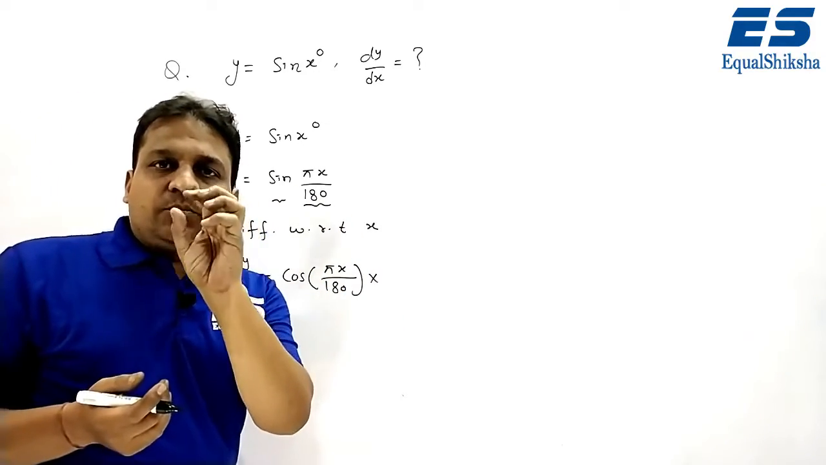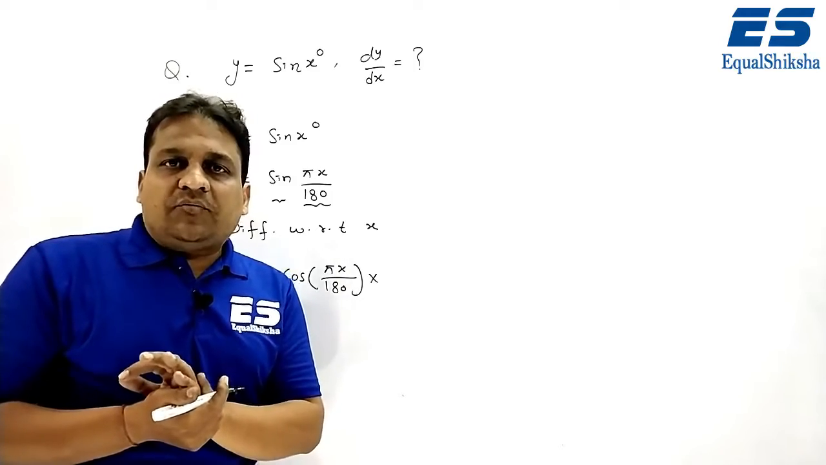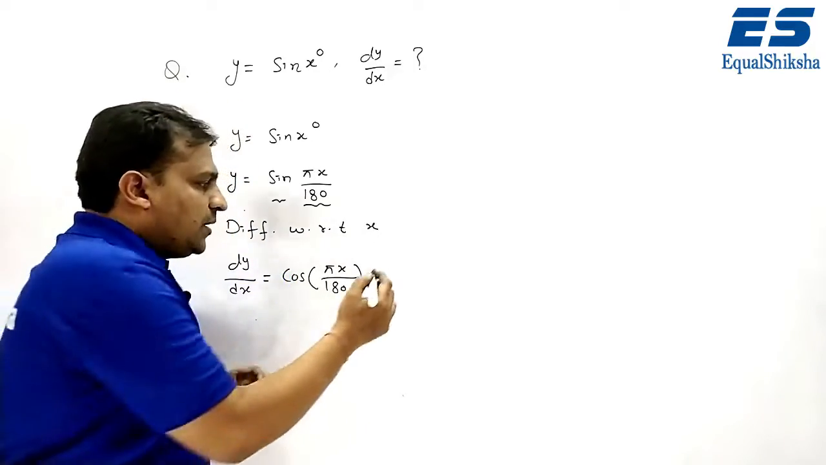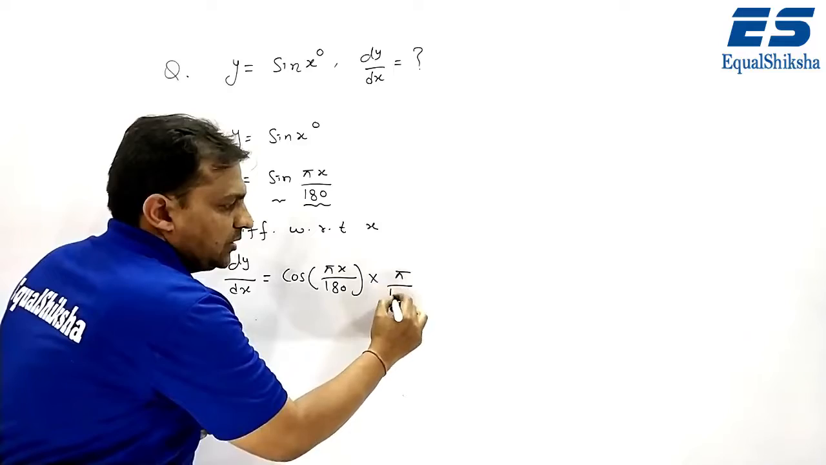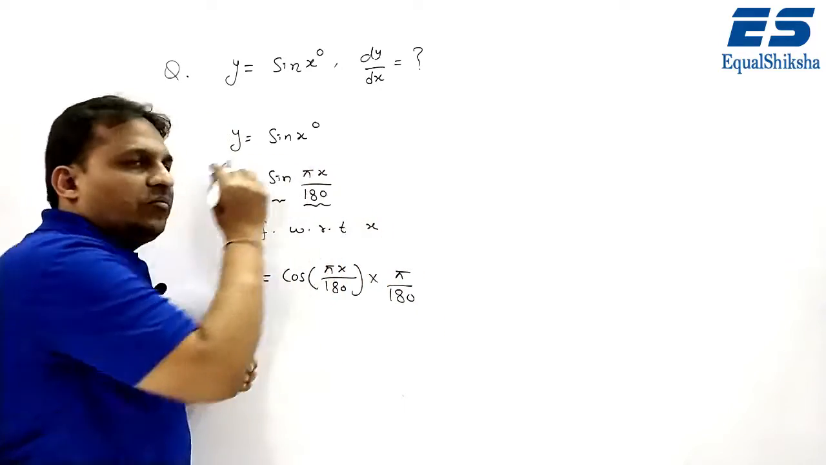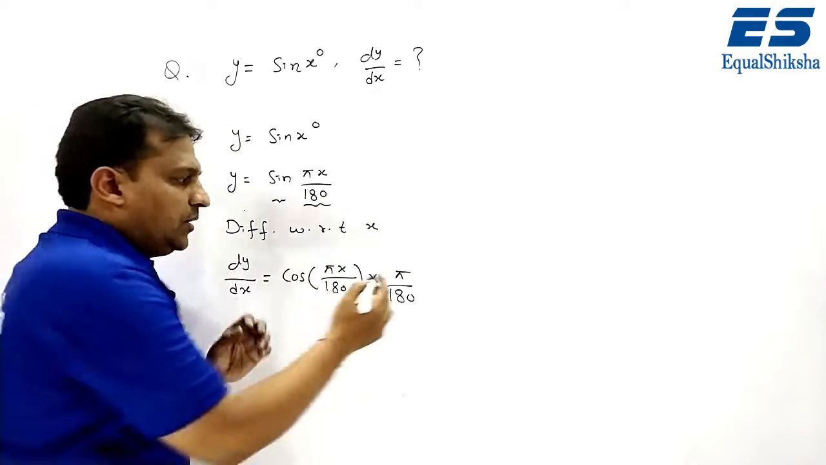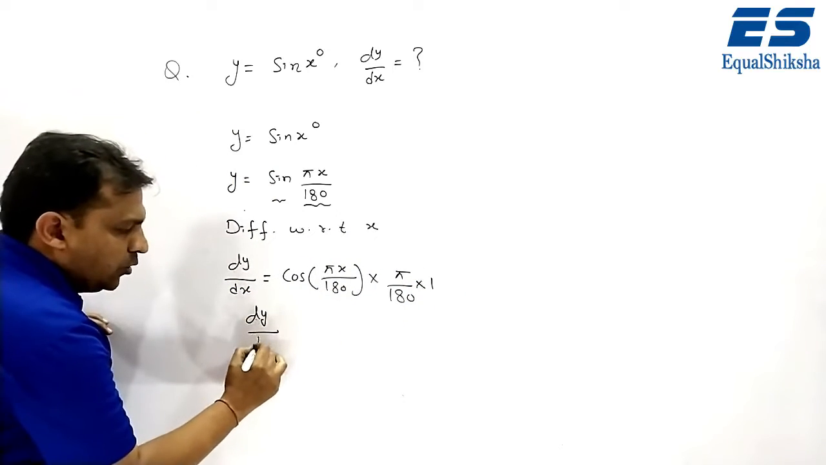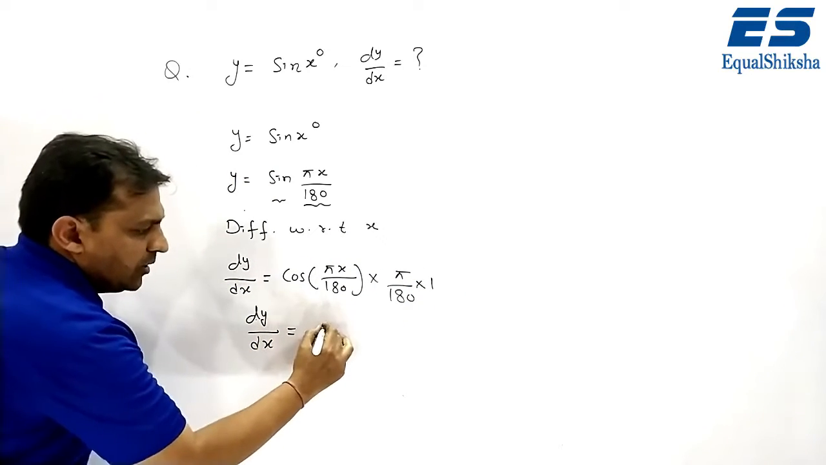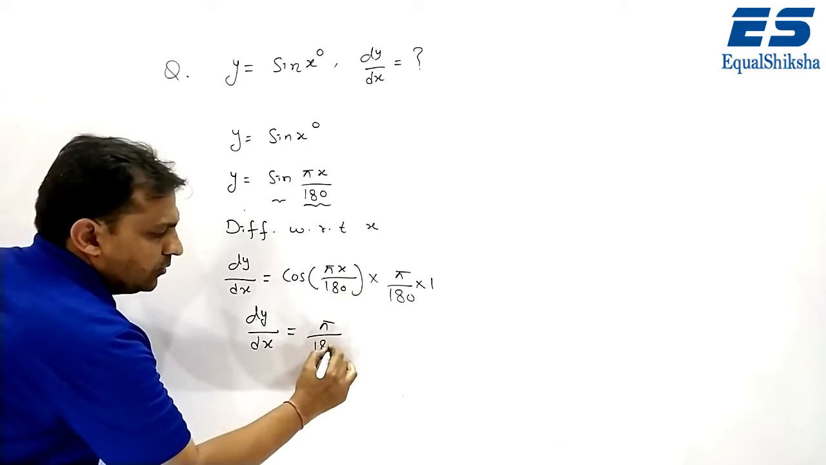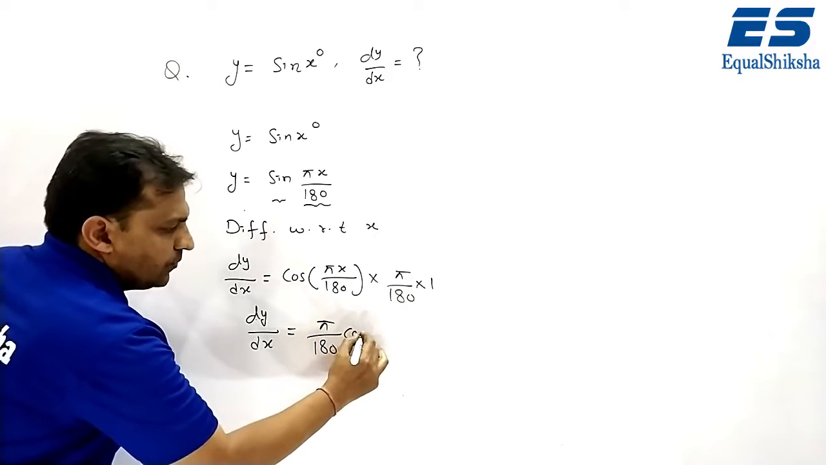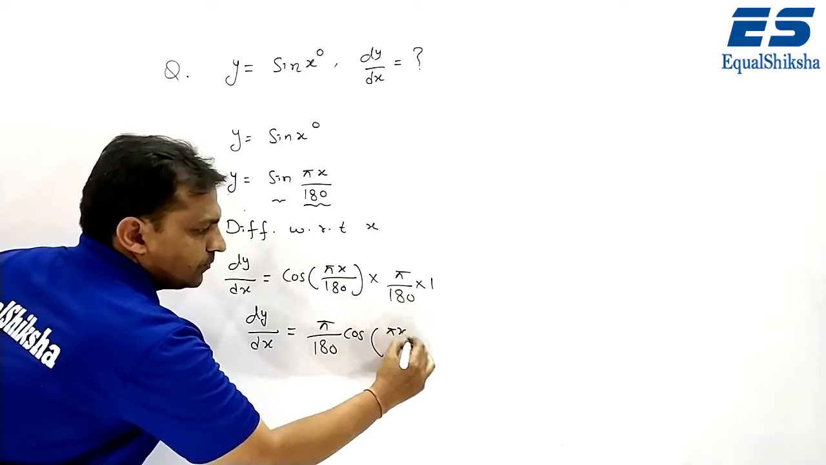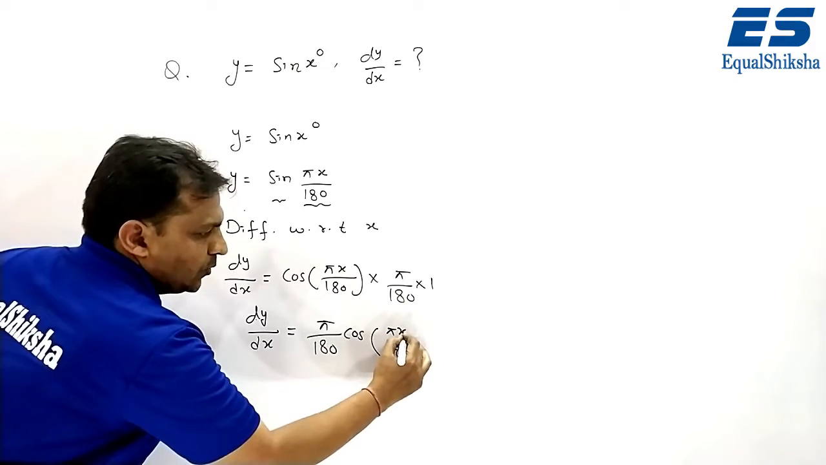And now we are doing differentiation of the second function, and the second function is pi x upon 180. For pi x upon 180, pi upon 180 is a constant, so we are doing only differentiation of x, and the differentiation of x will be 1. It means the value of dy by dx will be pi upon 180 into cos pi x upon 180.